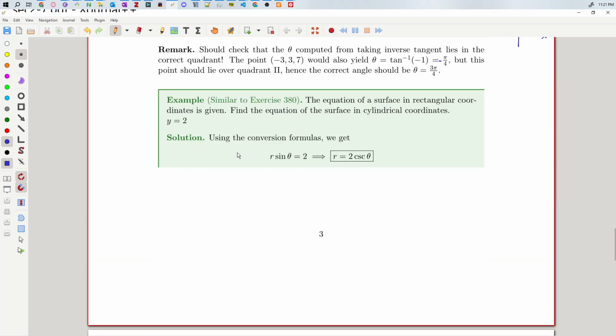In this case, we can just use the formulas that were on the left column. So y we know is equal to r sine theta when we convert over. And so we would get r sine theta is equal to 2. Then by dividing by sine, I end up getting the reciprocal function, and the reciprocal of sine is cosecant. So r is equal to 2 cosecant theta is how we could express this plane in cylindrical coordinates.